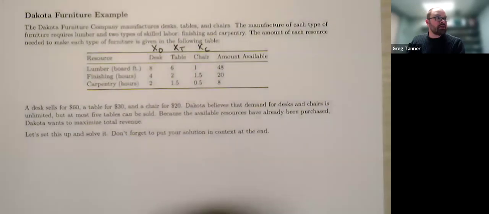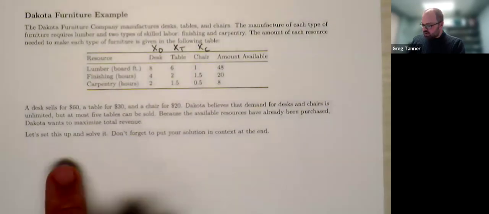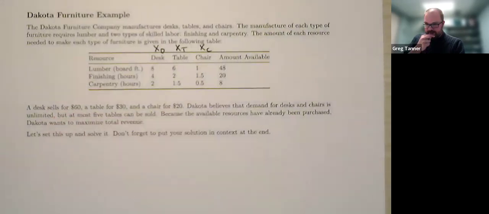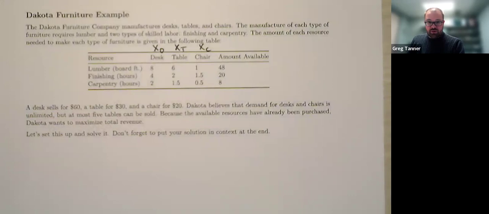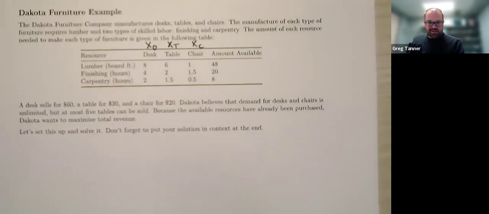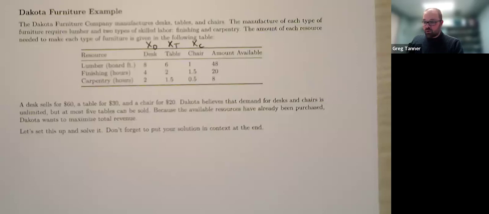Looking at the objective, here is essentially the revenue that we get. And in this case, we're just maximizing revenue because I guess all of our resources have been sunk costs at this point. We already have the lumber, we have the finishing and carpentry hours. We're maybe already paying those employees. And so we just want to maximize revenue at this point.